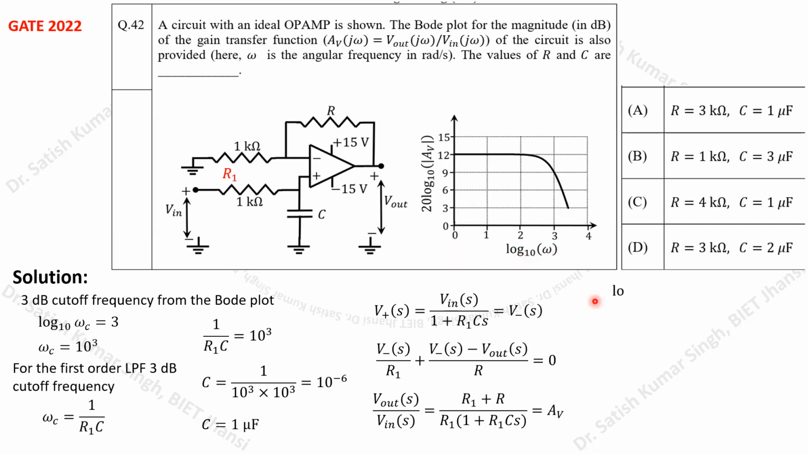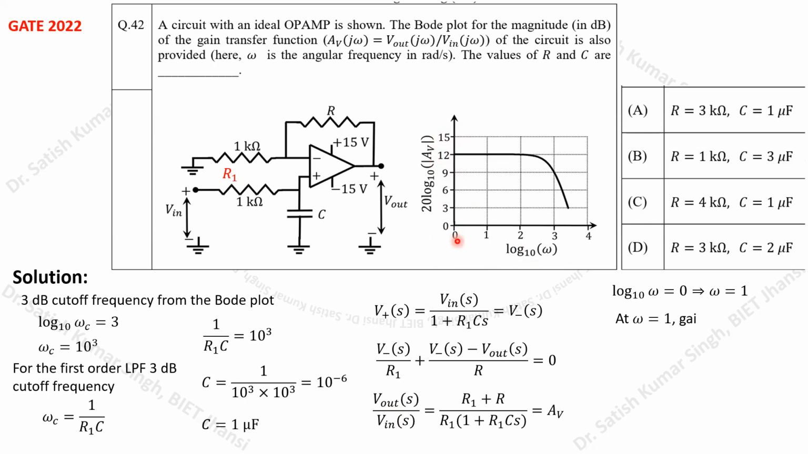So that we can see, at log 10 omega equals 0, this omega will be equal to 1. So at omega equals 1, this gain in dB is defined as 12. Its value is 12 from this graph, right?